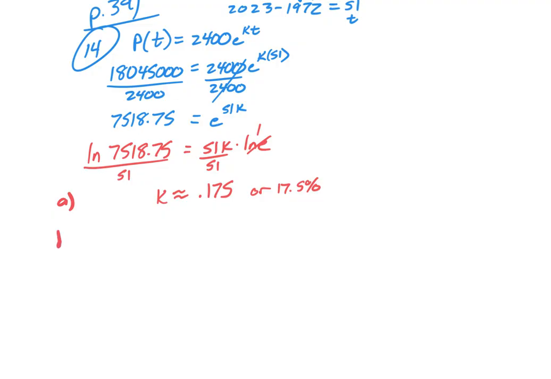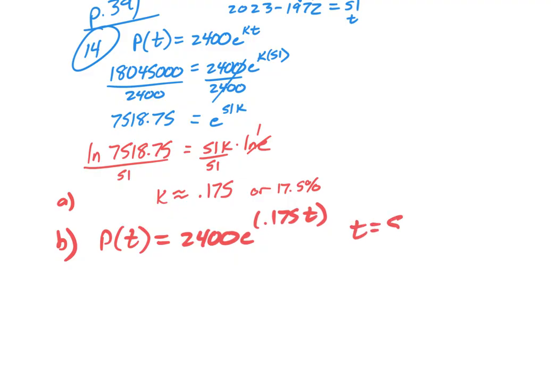Part B wants to know, estimate the value of the car in 2030. So we're going to use this formula now. The 2400 stays the same. We now know this is our equation, because we now know what K is. And so all we've got to figure out is what T is in this case. So in 2030, how many years would have passed?